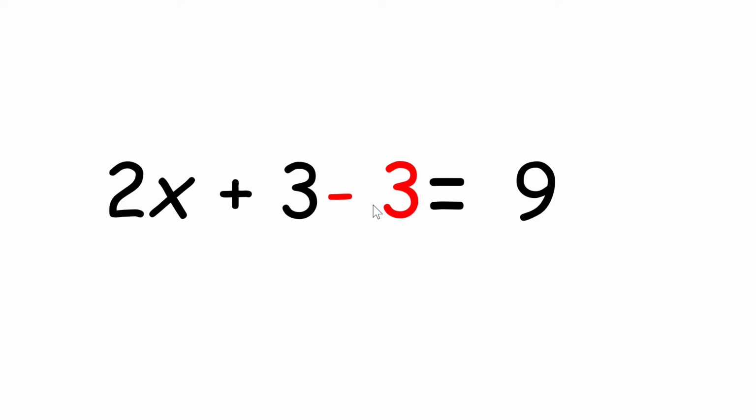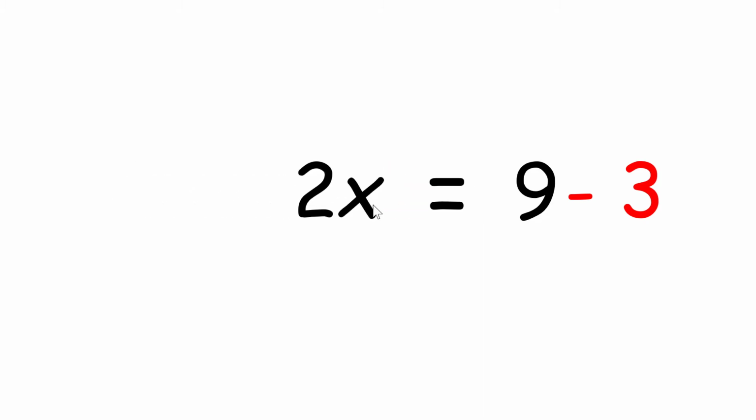Now in this case, we have a plus 3 on the left-hand side, which we can remove by applying the opposite operation, subtracting 3. However, we always need to balance the equation. So whatever we do on one side, we must also do on the other. Now the plus 3 and negative 3 on the left side cancel each other out, leaving our x term. And on the right side, 9 minus 3 is 6.